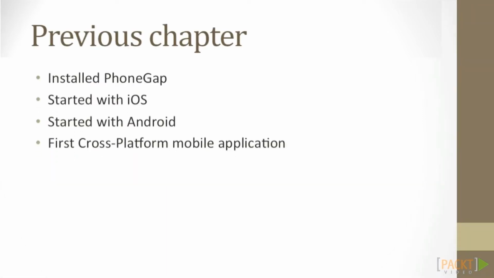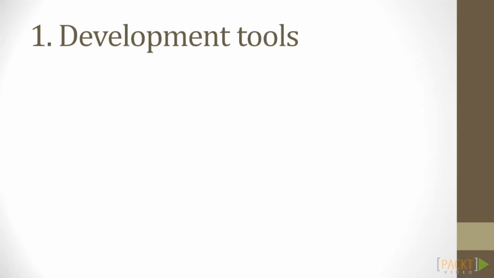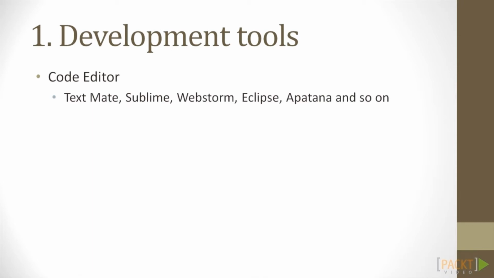However, real applications are more complex than a Hello World application, therefore we need a set of development tools. In this section, we will introduce some useful development tools and install them. You first need to choose a code editor to develop PhoneGap applications, for example TextMate, Sublime Text, WebStorm, Eclipse, and so on. It is better to choose an editor that can work seamlessly with HTML, CSS, and JavaScript, since most of our development will deal with these languages.